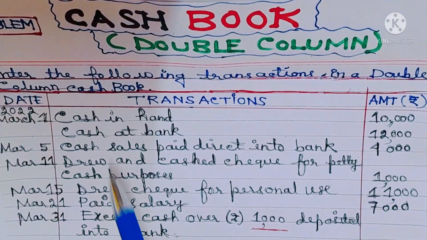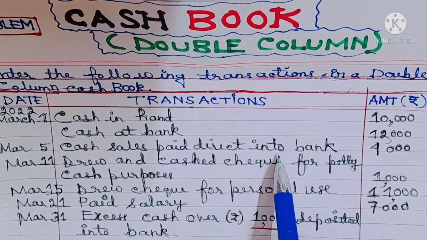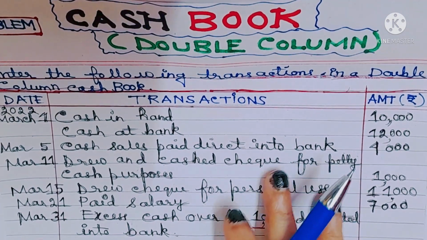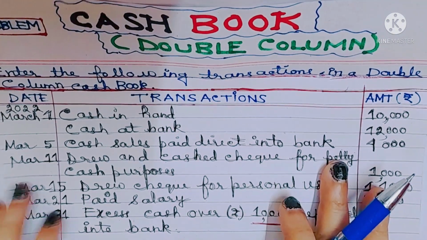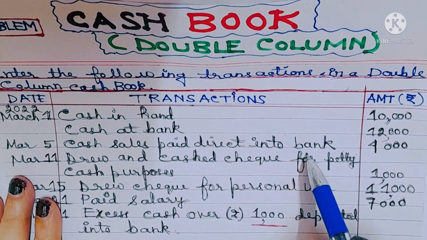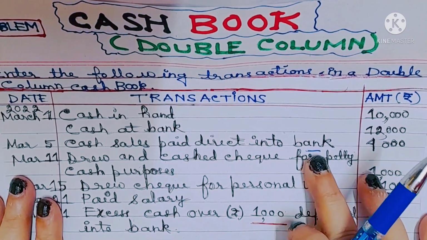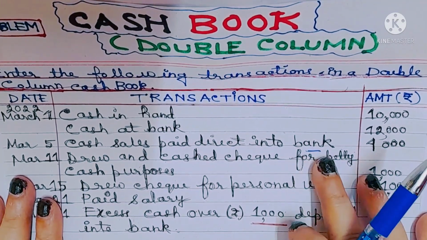The next transaction is on 5th March, cash sales paid direct into bank 4,000. Goods sell করে যা cash পেয়েছে সেটা deposit করেছে ব্যাংকে 4,000. So the journal entry will be bank account debit to sales account. What is the position of bank account? Since bank account is on the debit side, sales account will also be on the debit side.